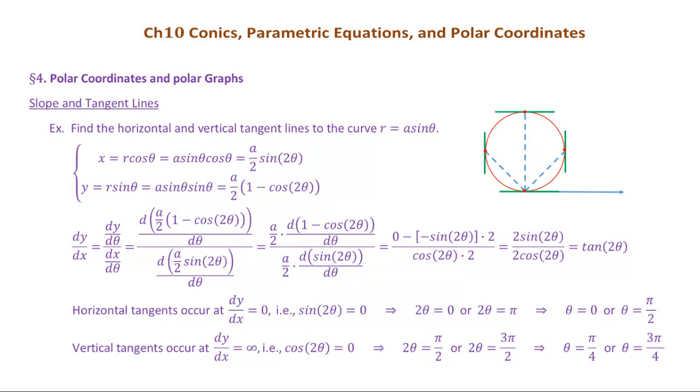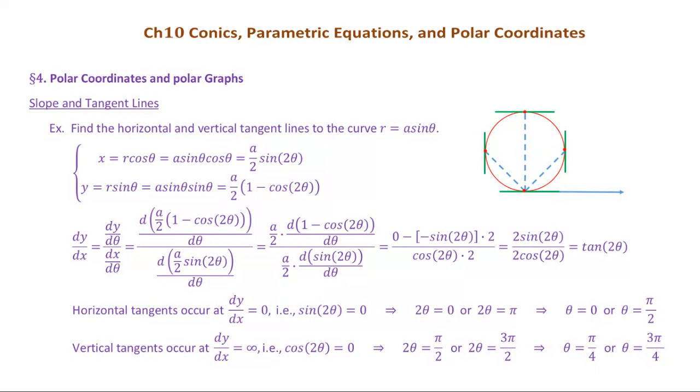It gives us two solutions. Either 2θ equal to 0 or 2θ equal to π. Those are all the values of 2θ for the angle between 0 and 2π. All right. So then you're going to get θ equal to 0 and θ equal to π/2 if you divide by 2. So there are 2 points on the curve where the tangents are horizontal.